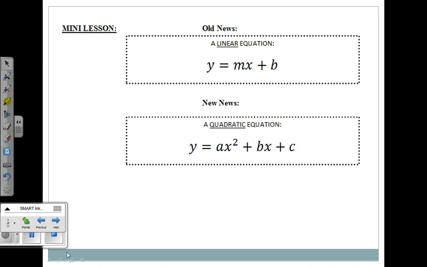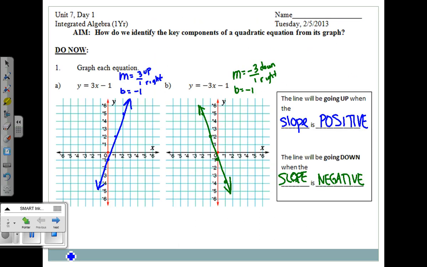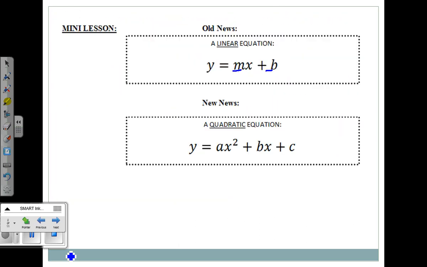Okay, so for the mini lesson, let's just remember some old news. With a linear equation, we have a y here, and we have an x, and then it's m and b that change around sometimes. Those values tell us everything about the line. We saw in the do now example that it tells us exactly what the graph looks like.